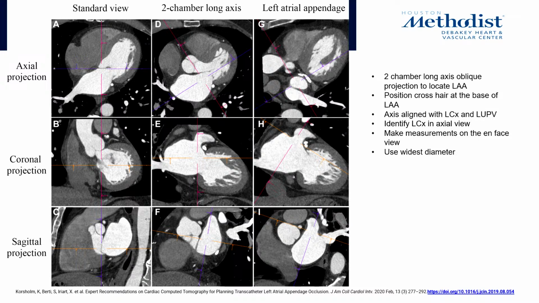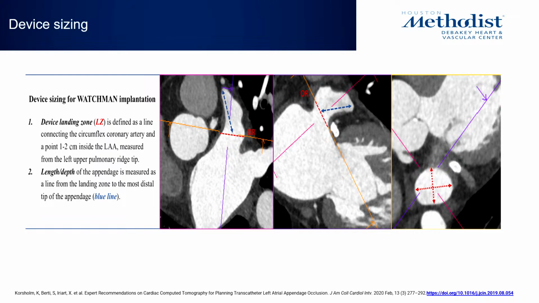We want to position our crosshairs at the base of the left atrial appendage, and then basically find and align the left circumflex artery to the ridge of the left upper pulmonary vein. For the Watchman device, similar to TEE, the landing zone is 1 to 2 centimeters inside the left atrial appendage, measured from the tip of the left upper pulmonary vein ridge, at a line connecting the left circumflex artery and the left upper pulmonary vein ridge.